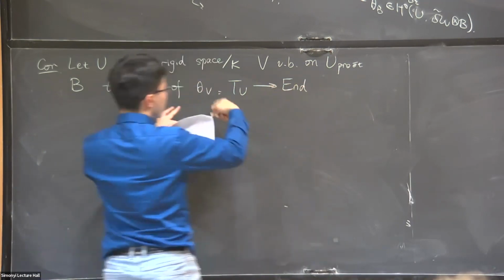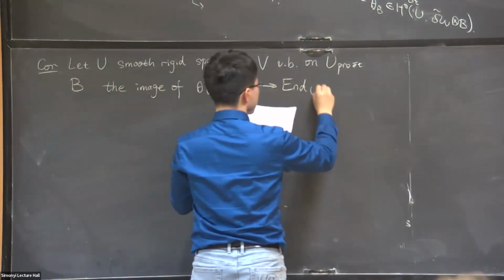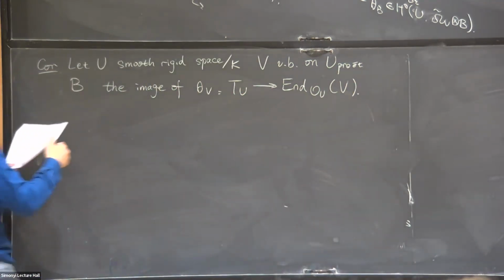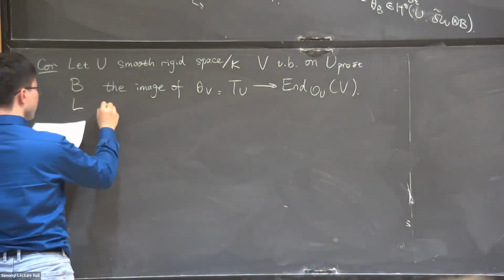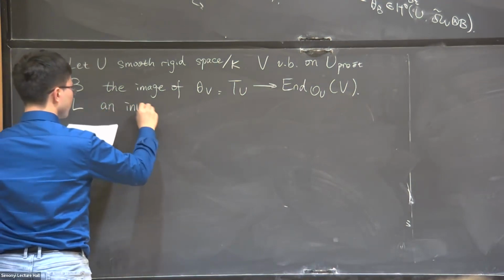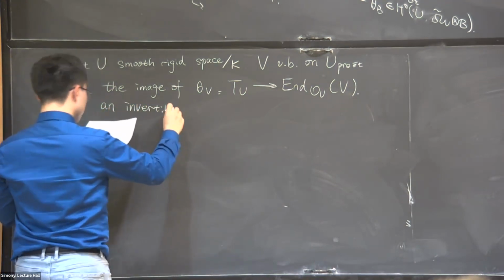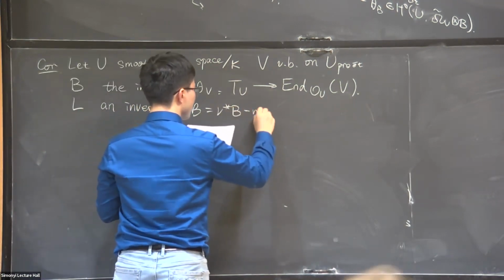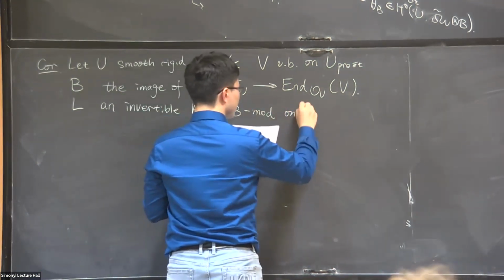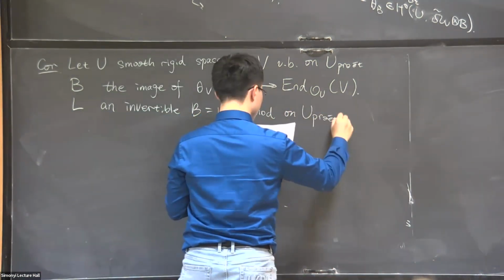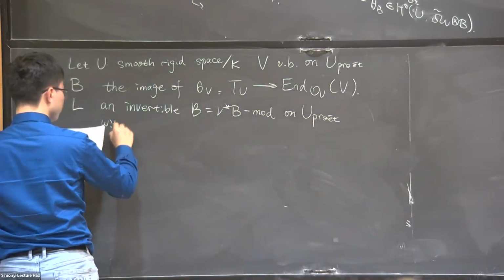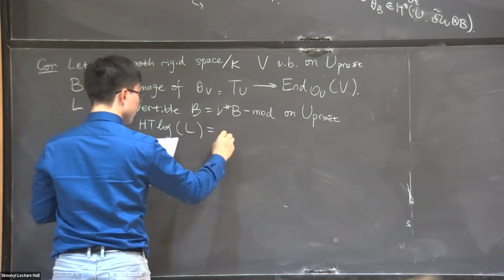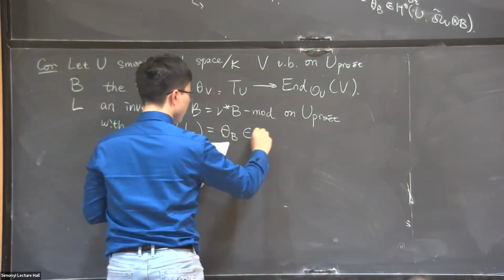So theta V is the geometric Sen operator associated to this pro-étale vector bundle, or the generalized representation. So L is an invertible B-module on U pro-étale with Sen operator image equal to the canonical element.